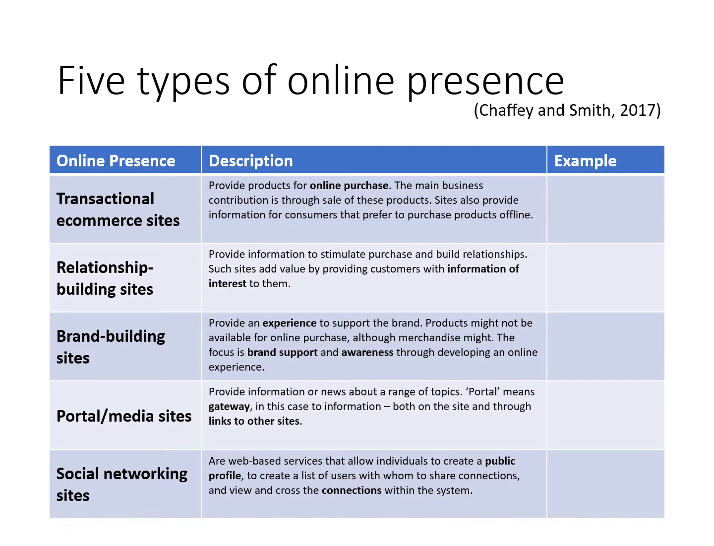So according to Dave Chaffee and PR Smith, in their book, they highlight that there are 5 types of online presence. The first one is a transactional e-commerce site. These are the typical ones for online purchases. A good example there would be your Amazon website.